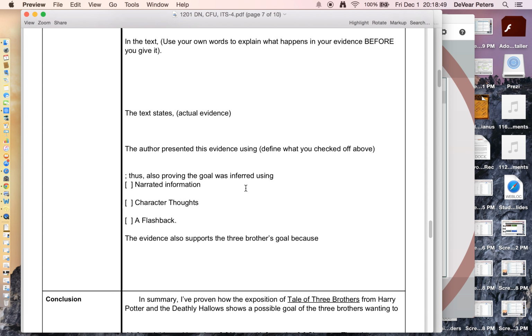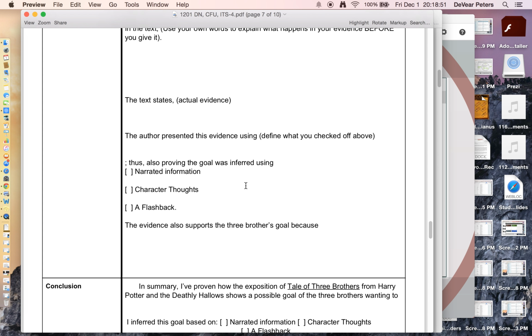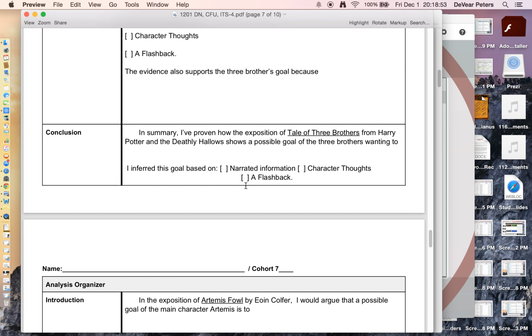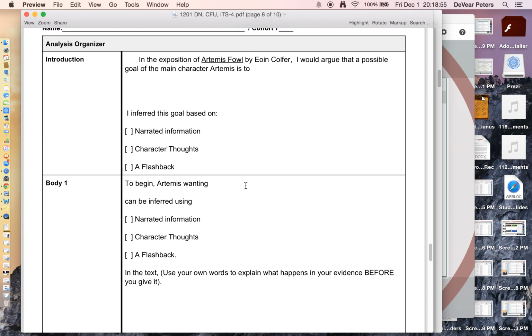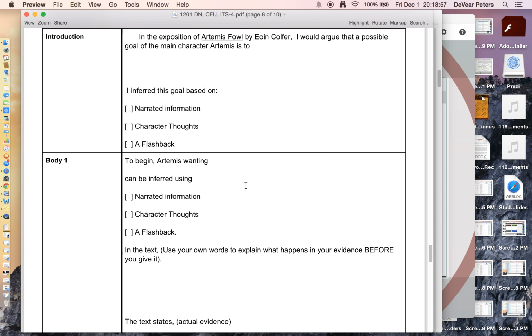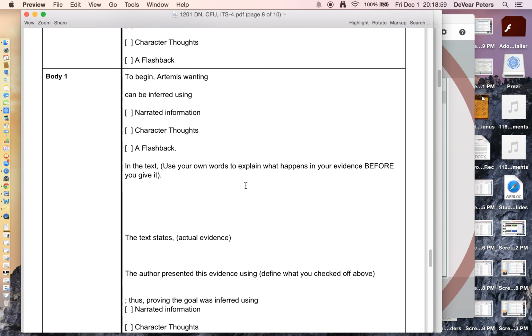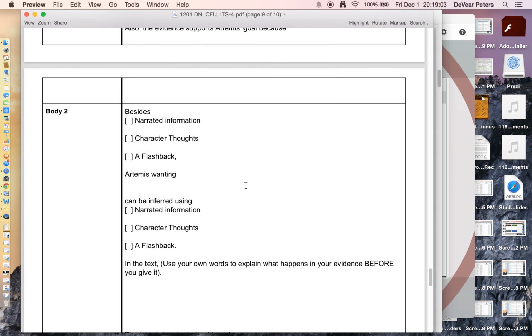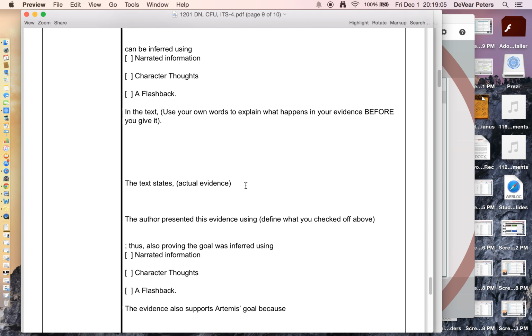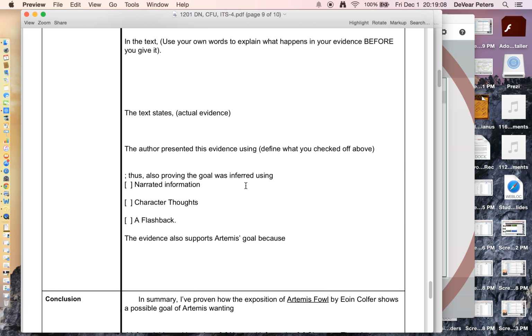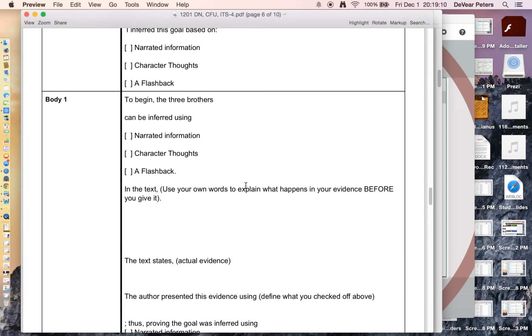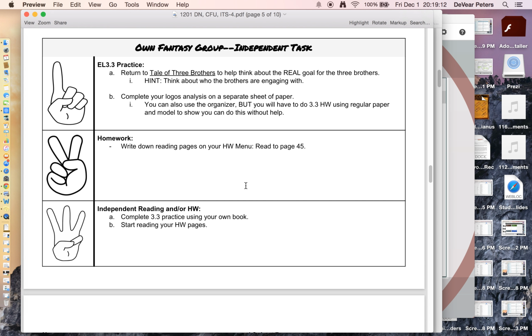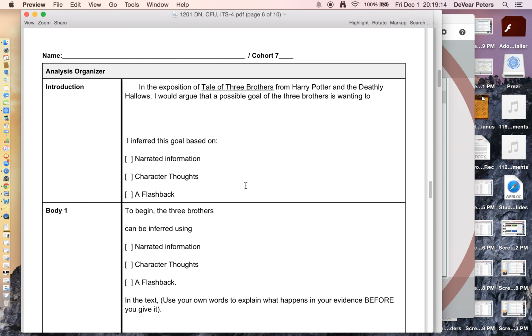Mainly because I'm giving you all the work, all you're doing is plugging in the information. I would prefer that you do this on your own. Artemis Fowl, here is yours. And same thing, just change some of the wording. But there you are. So again, I should see a full paper of you showing how your text uses literary devices to help you understand the goal for your main character.